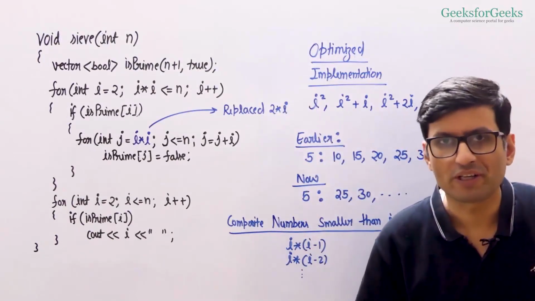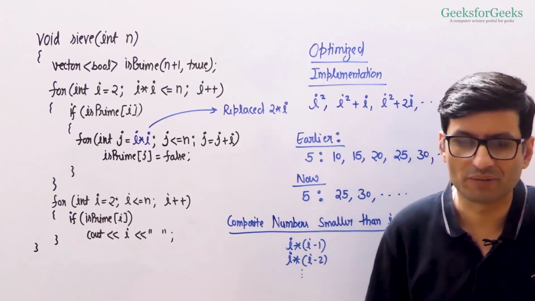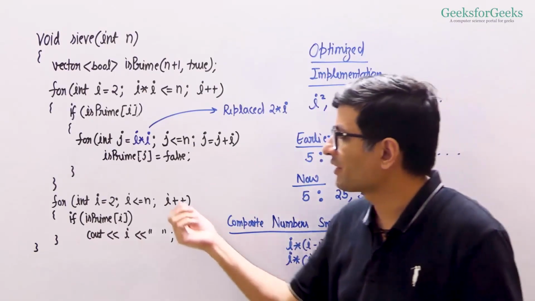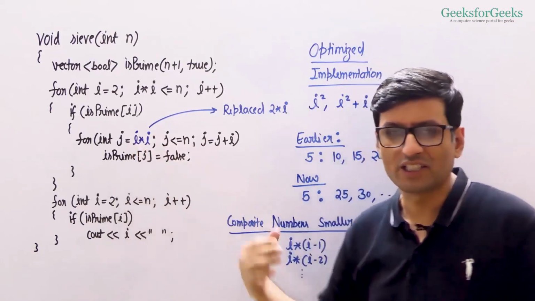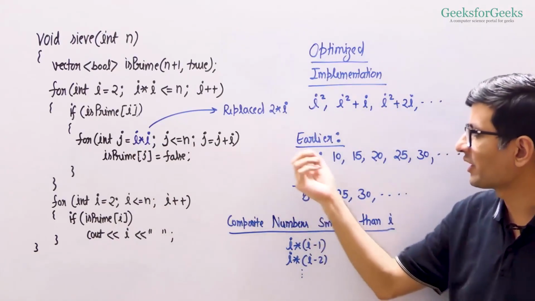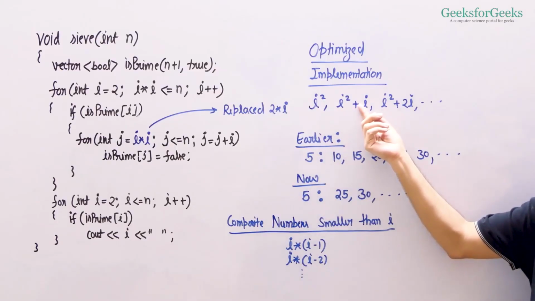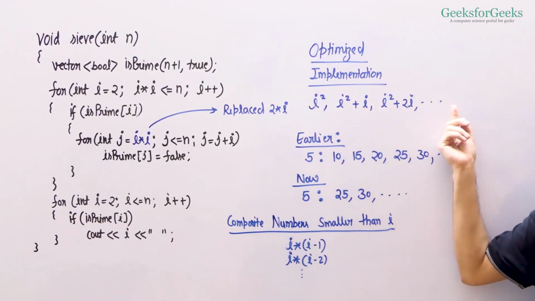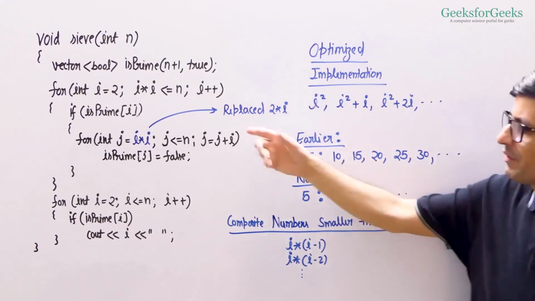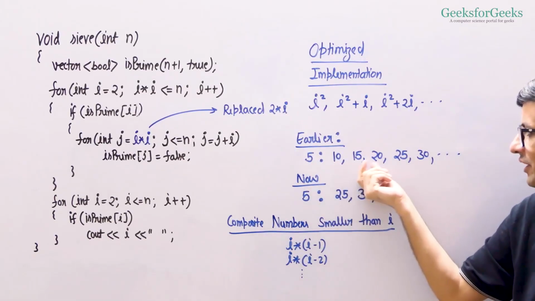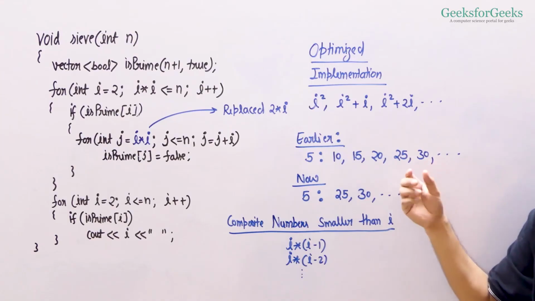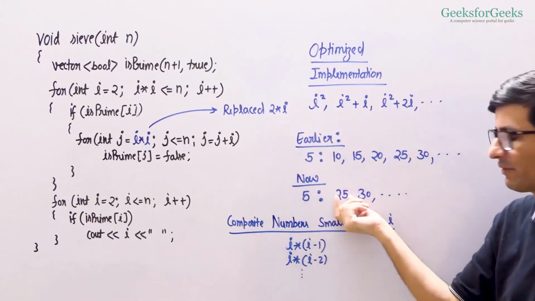Let's now talk about an optimization over the earlier implementation. The optimization that we've done here is we have replaced 2i with i square. Let's see how this works. We are going to run a loop from i square to i square plus i to i square plus 2i and so on. Earlier when we had 2i for i equal to 5, we were running a loop for 10, 15, 20, 25, 30, right? We were beginning with 2i. Now we are beginning with 25.